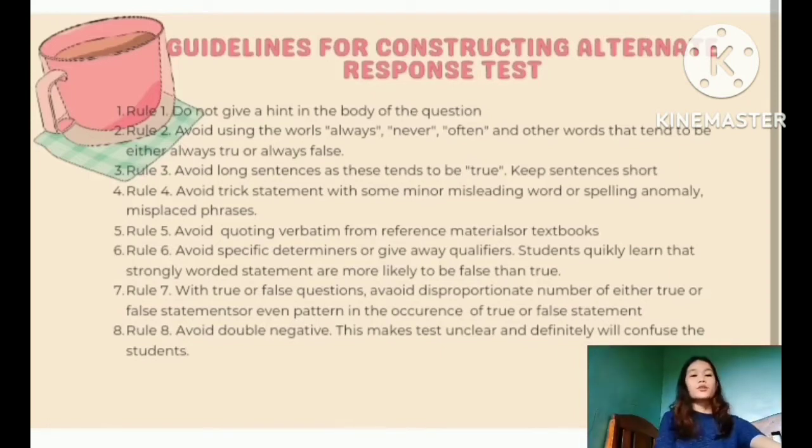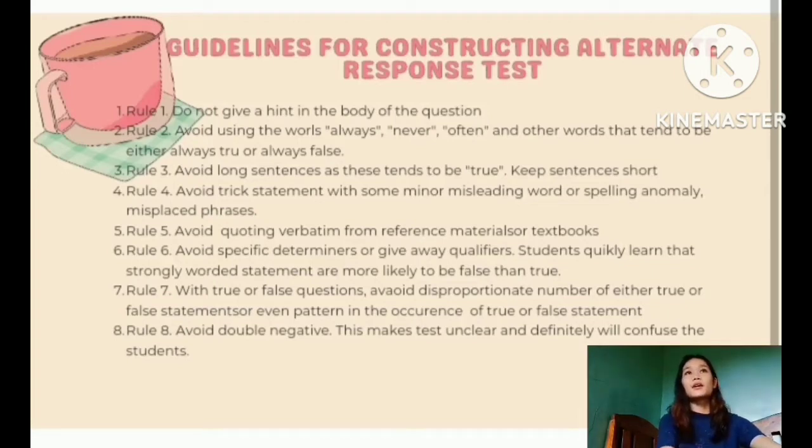And for rule number 7, with true or false questions, avoid a disproportionate number of either true or false statements or even a pattern in the occurrence of true or false statements. For ease of correction, teachers sometimes create a pattern of true or false answers. Students will sense it and may arrive at a correct answer not because he or she really knows the answer but because he or she senses the pattern.